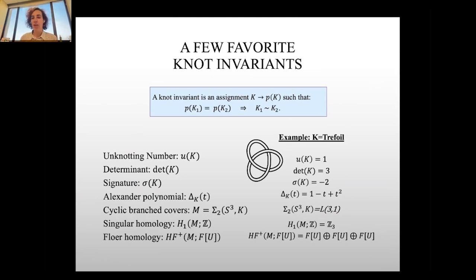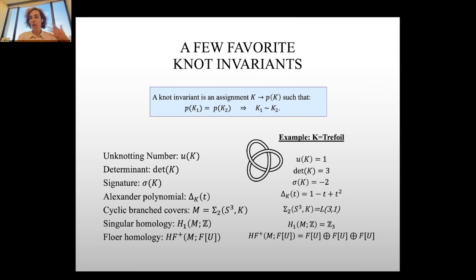And I have an example over here, the trefoil, just to give a peek at some of these invariants. So for the trefoil, the unknotting number is 1. The determinant is 3, and the signature is -2. One of the things that we always see with knots of a single component is that the determinant will be an odd integer and the signature will be even. The Alexander polynomial in this case is a small polynomial. And the branched double cover, I'll say more about this later, is a lens space, L(3,1).